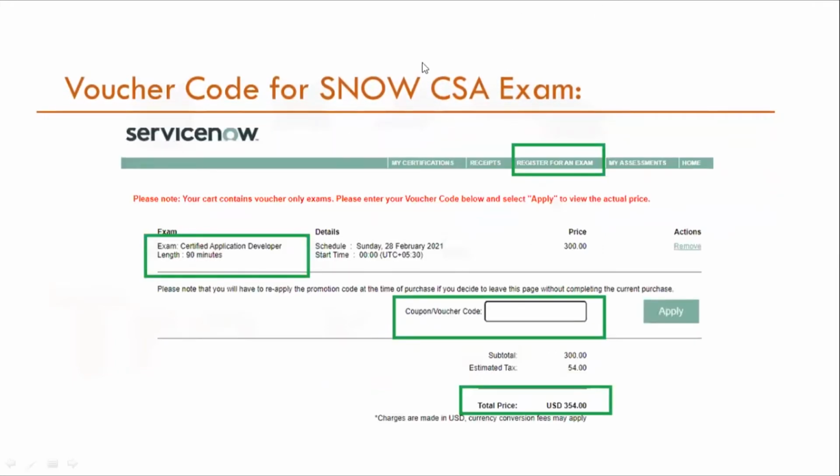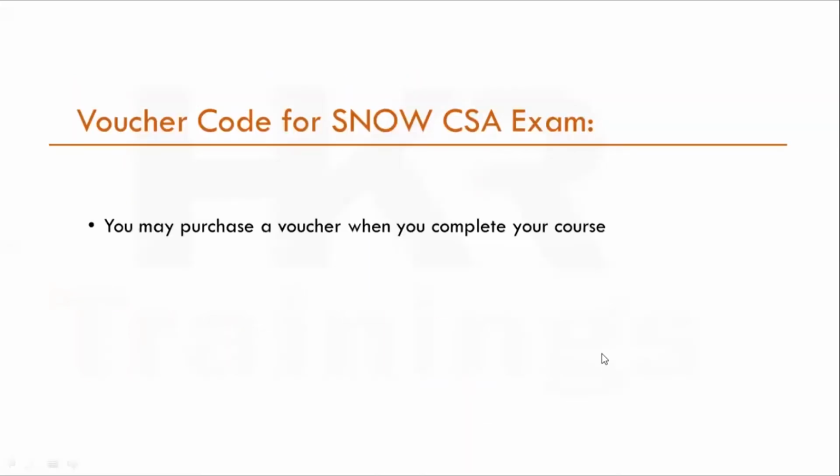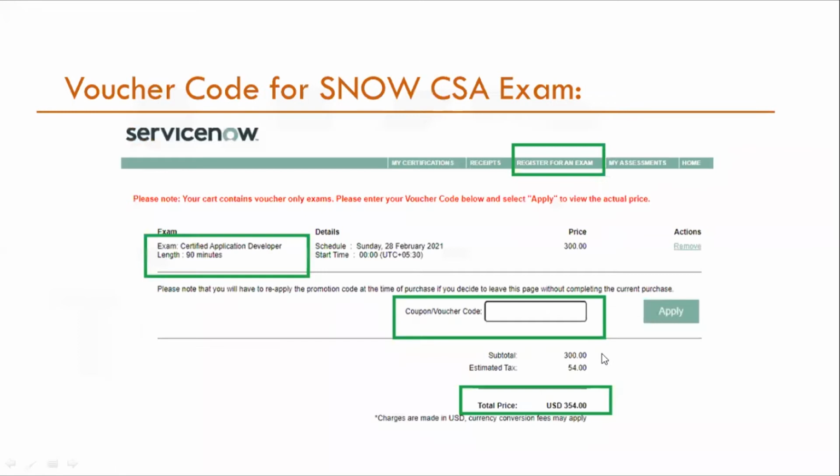So once you get a voucher code from the ServiceNow platform, I will be guiding you on how to get it. You need to register for the exam. Once you register, you can see Certified Application Developer or Certified Application Administrator. This is the place where you will apply the voucher code. The $300+ voucher code will be given to you by ServiceNow once you have completed the ServiceNow Fundamentals course on their platform.